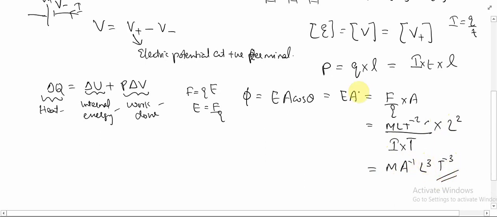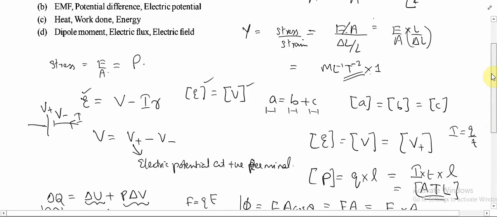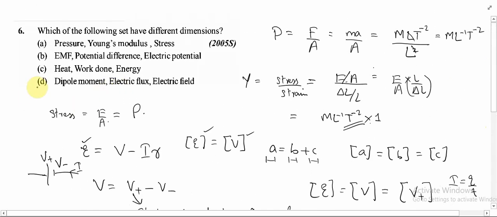You can see that the dimension of the second quantity, that is the electric flux, is different from the first quantity, the dipole moment, which is current ampere, time T, and length L. So this is the dimension of the dipole moment. So these quantities have different dimensions. So option D is the correct option. Option D is having different dimensions for each physical quantity. Hope you understood this solution. Thank you.